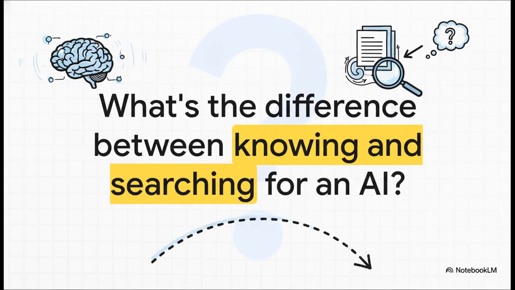And that leaves us with a pretty fascinating thought. RAG really blurs the line between an AI knowing something from memory and its ability to just find and use information on the fly. As this technology improves, it forces us to ask a bigger question. What does it truly mean for anyone or anything to be knowledgeable in an age of intelligent search?